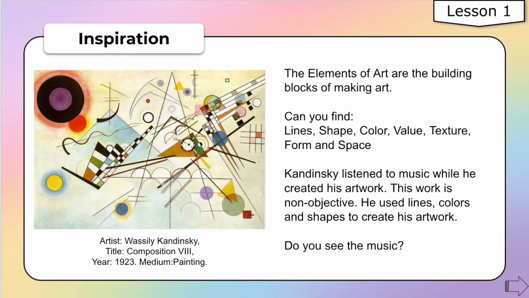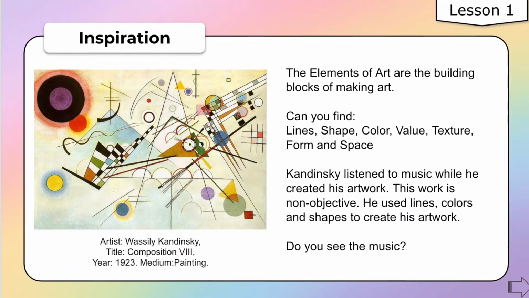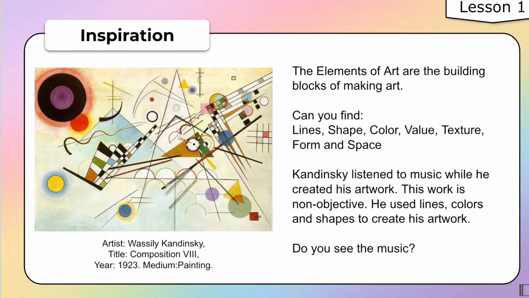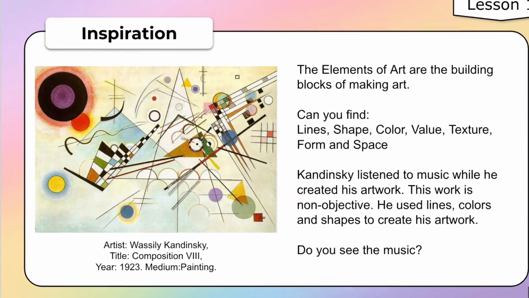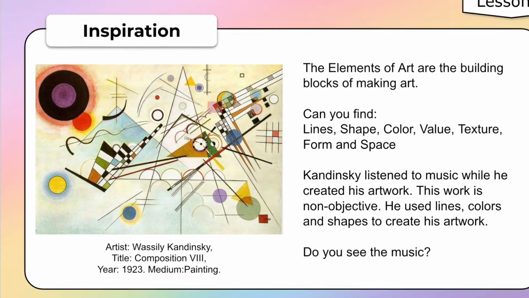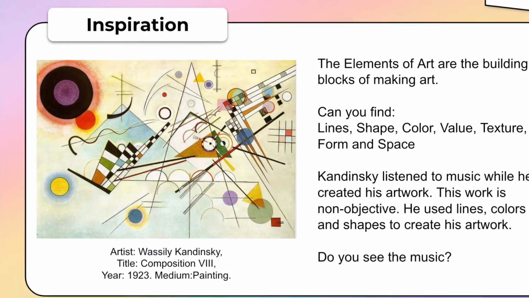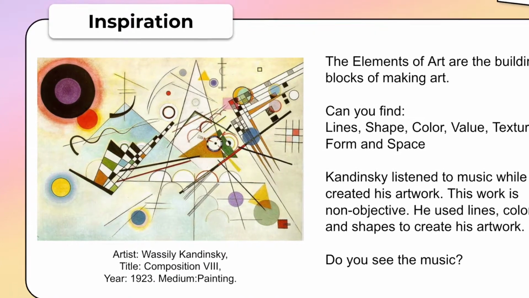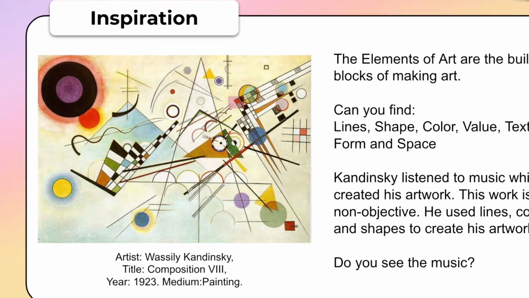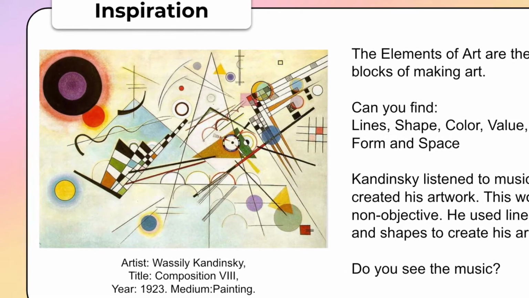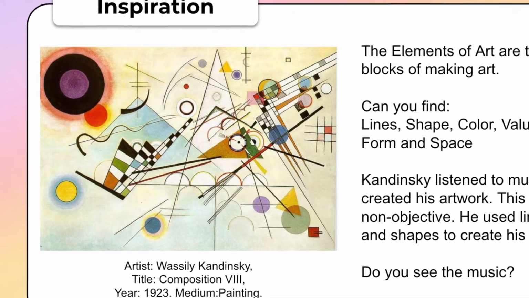The elements of art are the building blocks of making art. Can you find lines, shapes, colors, some values, texture, form, and space in this artwork? Kandinsky listened to music while he created his artworks. This work is not objective. He used lines, colors, and shapes, and he explored those to create his art.